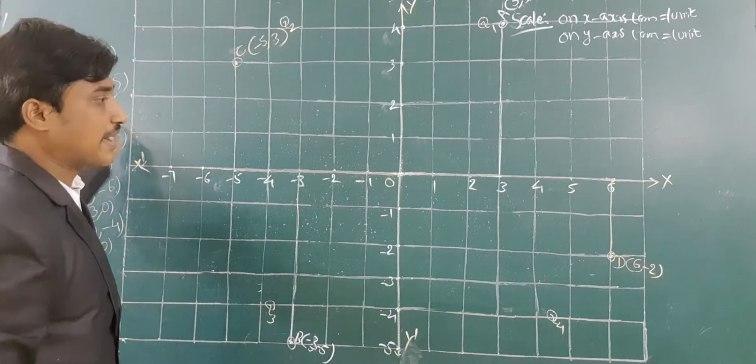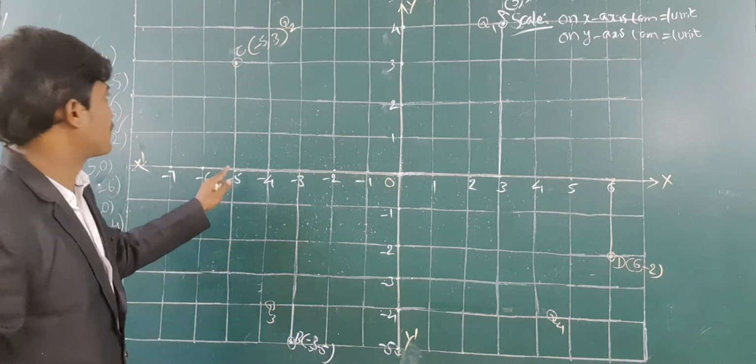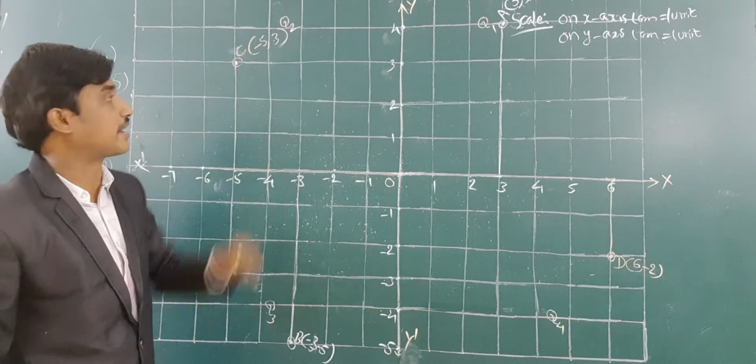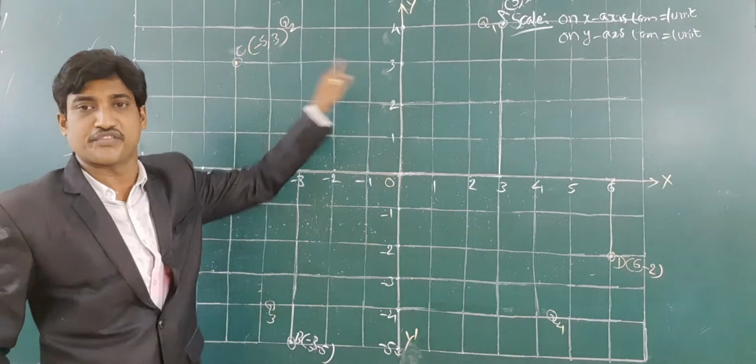Next, the point C is (-5, 3). X is -5, Y is 3. C is (-5, 3).